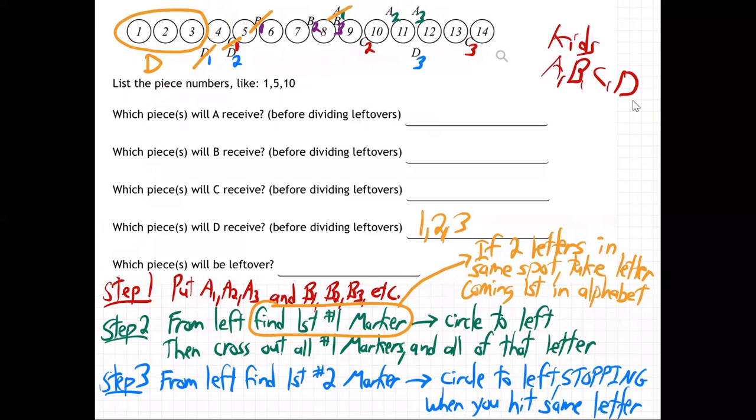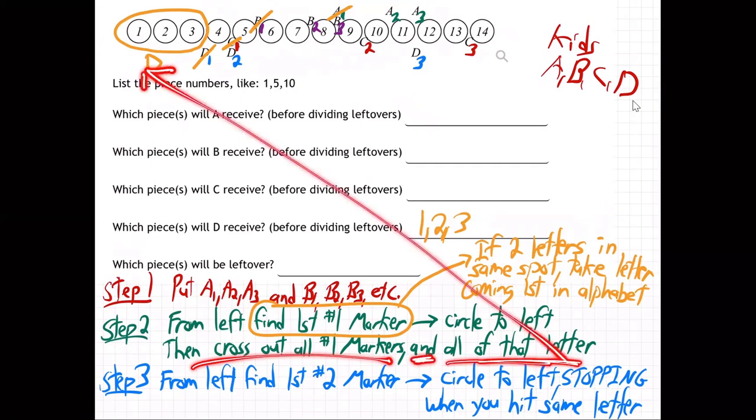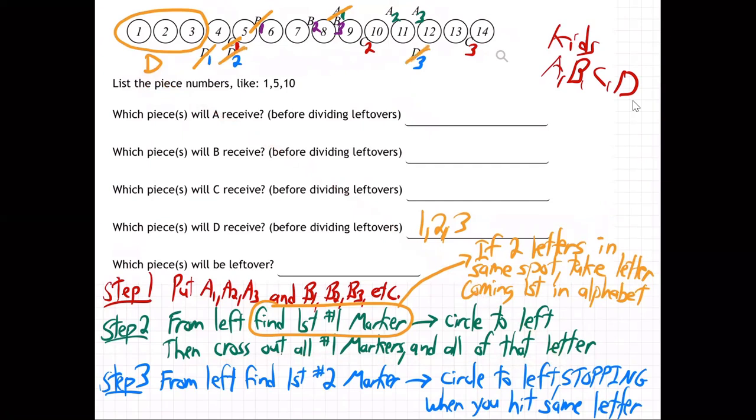So why? Because step one is over. Step one is over, so cross out all the number one markers, right? Cross out all the number one markers. And not only that, but all of that letter. All of what letter? Whatever letter you just gave candy to, D, all the other D markers. So that's gone, and that's gone. That's a really important step to help us keep on track and not get too many letters and get confused.